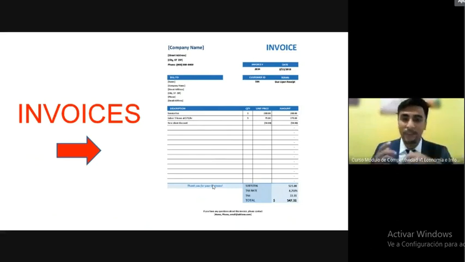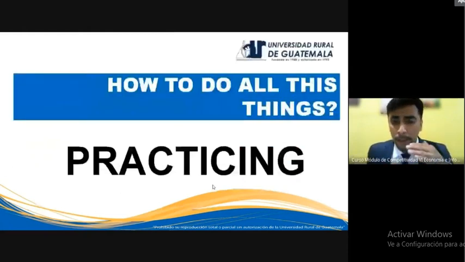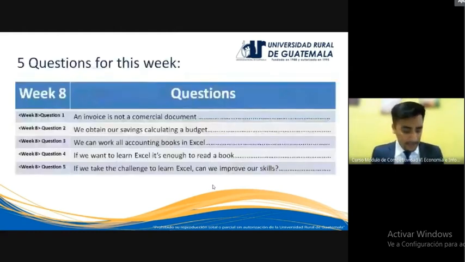So please go to Google and ask what the government in Guatemala is doing about electronic invoices. We were talking about the checklist, and we were designing in Microsoft Excel very, very quickly this type of tables, this type of designs. And like you were watching, it's very, very easy. We were talking too about the key to be successful working in Microsoft Excel, and the answer is practicing. So at the end of the class, we have some questions for you.